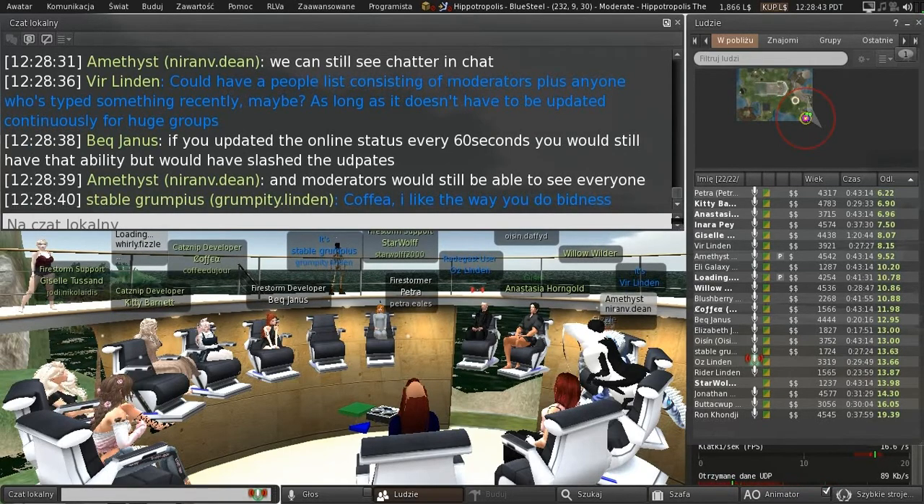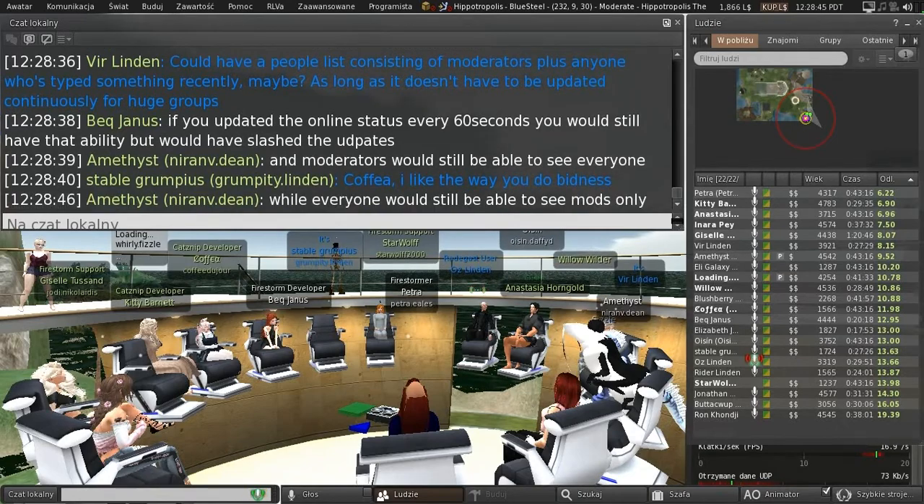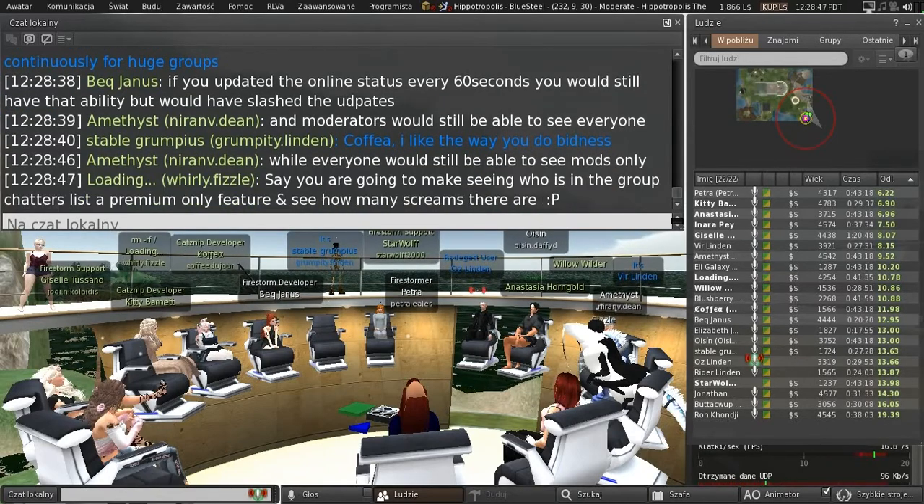Yeah, we probably could modify the viewer code so that it keeps people in the list. In fact, what we could do, now that I think about it, is send only the logouts and not the logins. That would allow us to prune the lists quickly. I'll have to experiment with it a little bit.